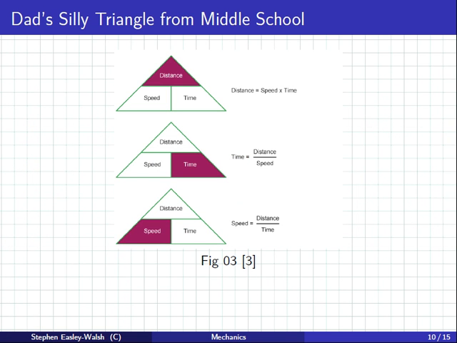So, you would remember these well, maybe not. Maybe you didn't do this. If you'd seen this triangle in school, distance, speed, time. If you want distance, that's equal to speed multiplied by time. If you want time, that's distance over speed. And if you want speed, that's distance over time. So, this triangle here, we can just write it as one triangle.